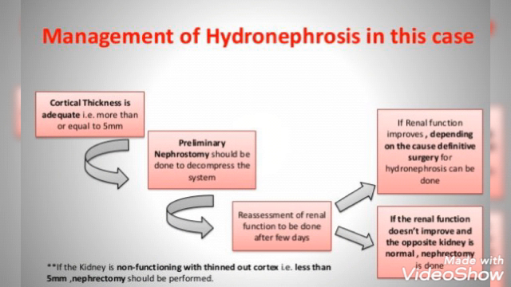Surgery is indicated in case of pain, atrophy of kidney, nephrosis, or any infection if present. And if cortical thickness is adequate, equal or more than 5 mm, then preliminary nephrostomy should be done to decompress the system. Reassessment of the renal function to be done after a few days. If renal function improves, then depending on the cause, definitive surgery for hydronephrosis can be done. If the renal function doesn't improve, then nephrectomy is done.